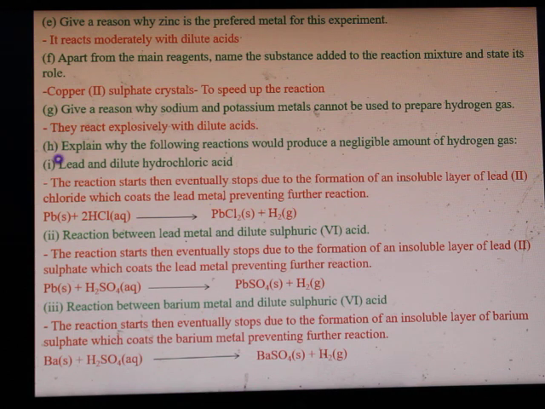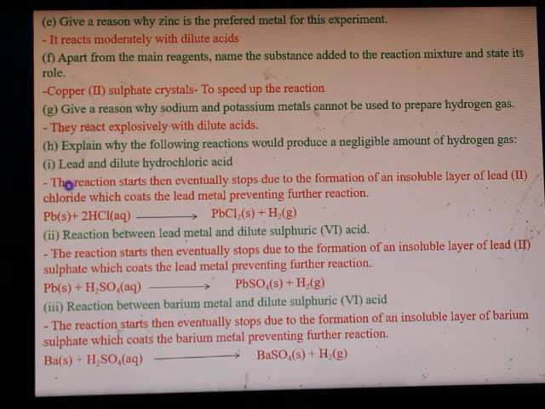Then H. Explain why the following reactions will produce a negligible amount of hydrogen gas. That is the reaction between lead and dilute hydrochloric acid. Lead cannot be used to prepare a reasonable amount of hydrogen gas when reacted with dilute hydrochloric acid. The reason is because the reaction between lead and dilute hydrochloric acid starts, then eventually stops due to formation of an insoluble layer of lead(II) chloride, which coats lead metal, preventing further reaction.